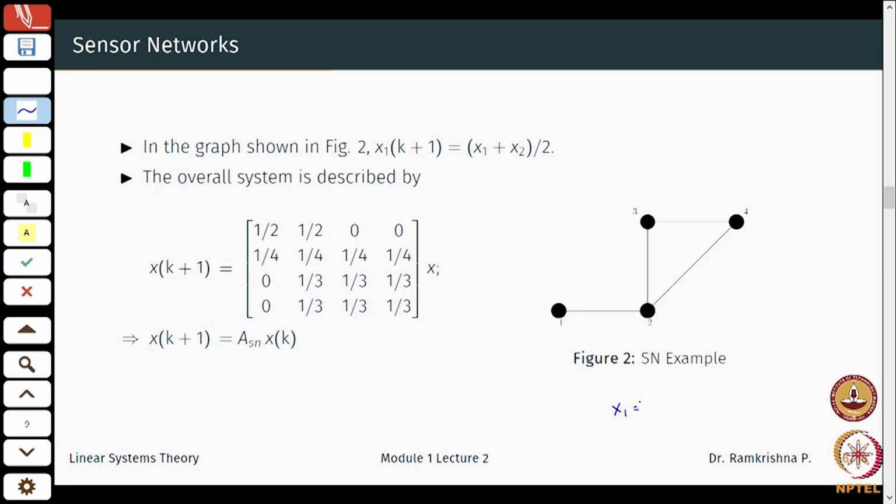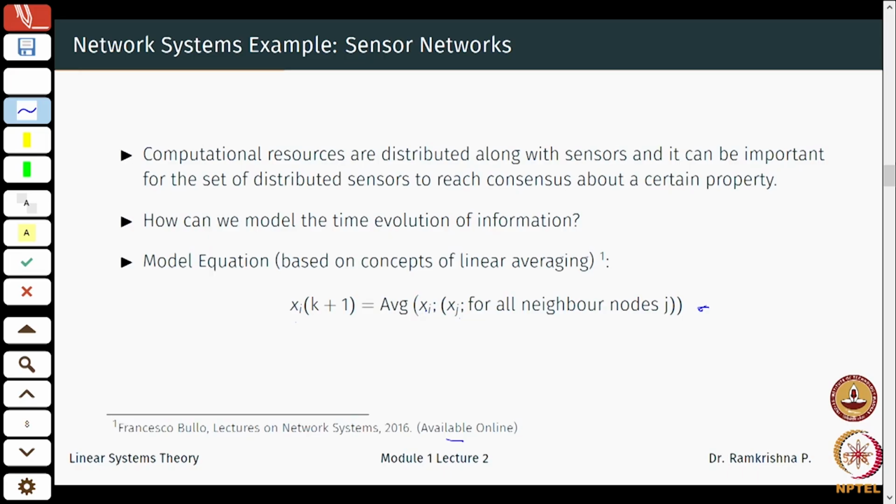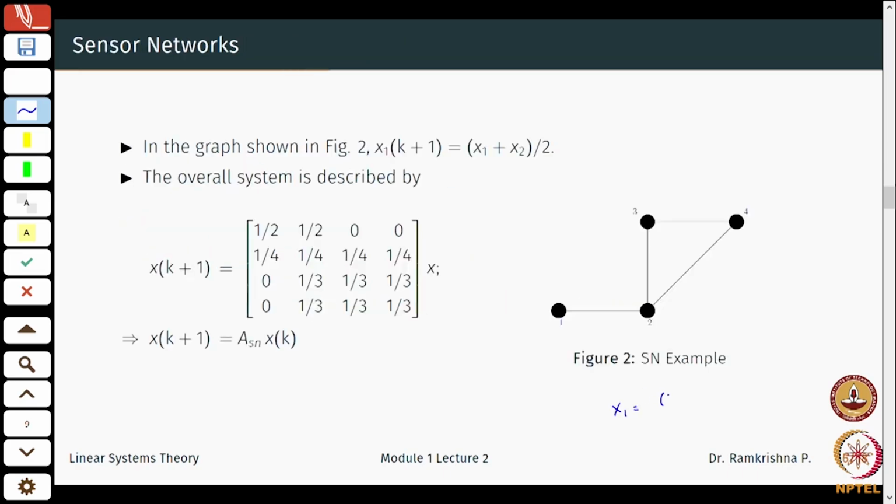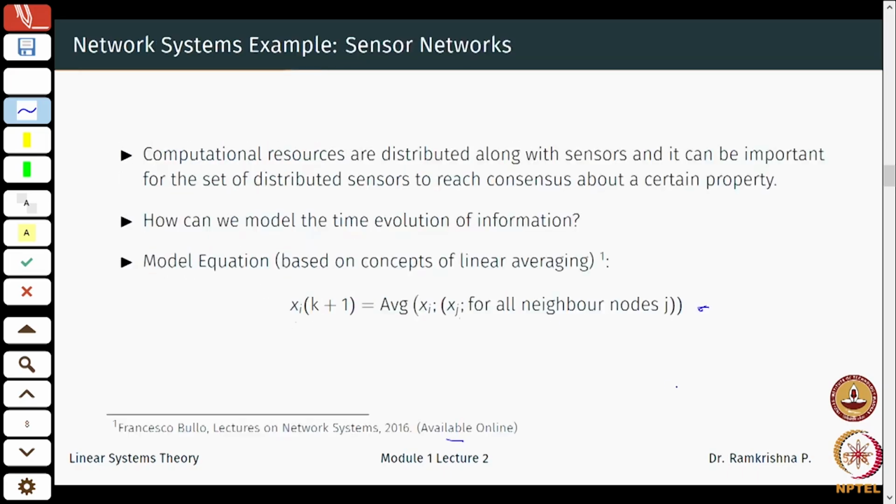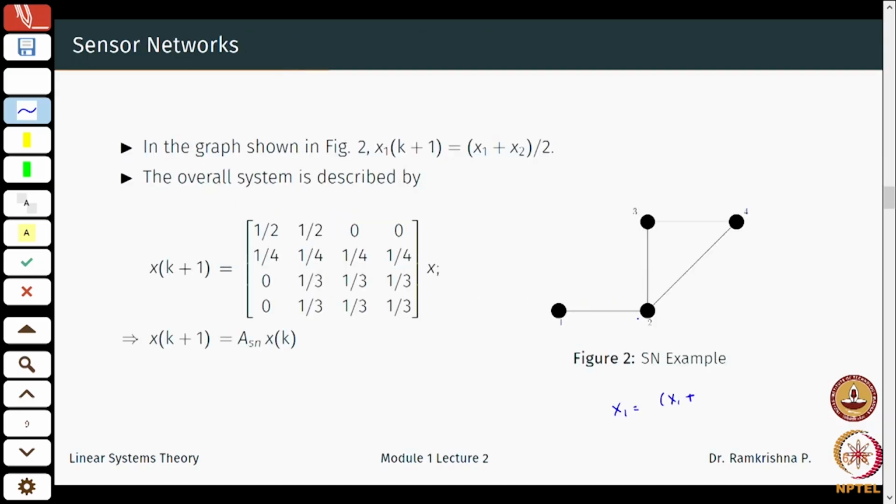So, if I look at the average of xi, that is x1 itself plus all its neighbors. What are the neighbors of 1? That is just 2. So, I just say (x1 + x2)/2. Okay, that will be how the evolution goes. This is x1 plus, for the next time instant. Look at, for example, x4.